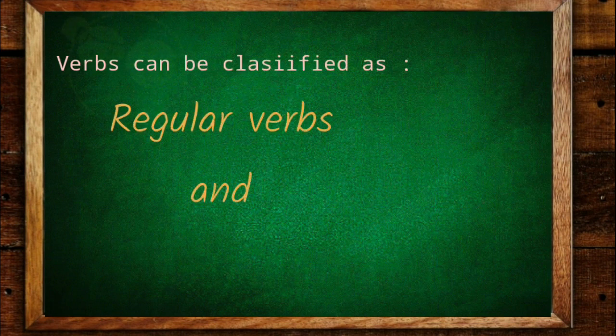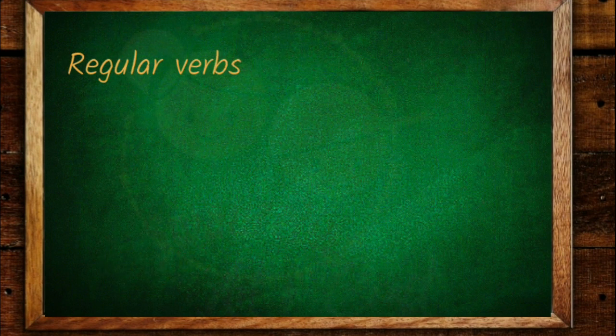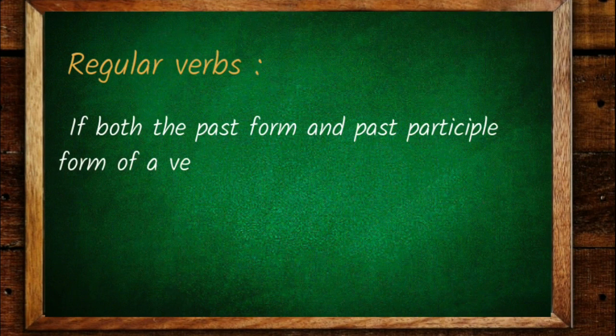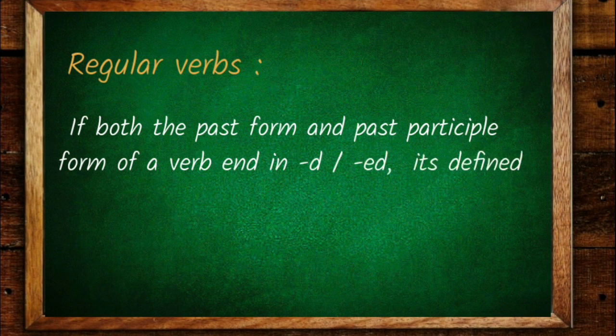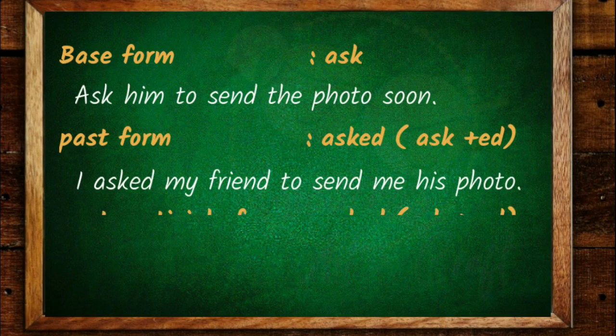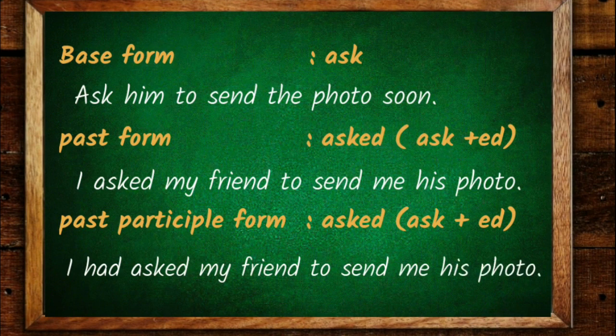Verbs can be classified as regular verbs or irregular verbs. Regular verb: if both the past form and the past participle form of a verb end in D or ED form, it's defined as a regular verb. Let's see some examples. Ask, asked, and asked. Ask him to send the photo soon. I asked my friend to send me a photo. I had asked my friend to send me his photo. Here are three forms you can see.